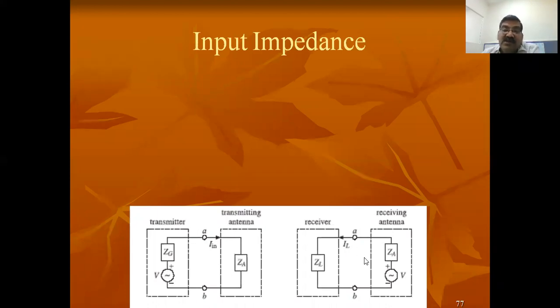For the receiving antenna, the analogy is vice versa, reversed. Here the receiving antenna is acting as a source, because the electromagnetic waves induce a voltage in the antenna, so it is acting as a source. Again, the antenna impedance is ZA, and you are transferring to the receiver. Here the receiver is considered as the load, while in the transmitting case the antenna is considered as the load. So ZA is the impedance of the antenna, and for the receiver, ZL is the impedance of the receiver. So in the two cases, the analogy is reversed.